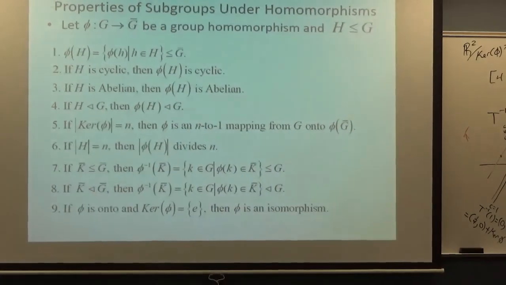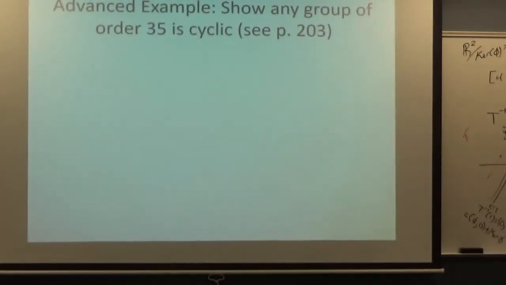Before we go on to the fundamental theorem of finite abelian groups, let's look at an advanced example of the applications of group homomorphisms. This is on page 203 of your textbook. It's essentially a proof that any group of order 35 must be cyclic. It's a pretty advanced proof. It involves, in fact, spans 2 examples in the book.